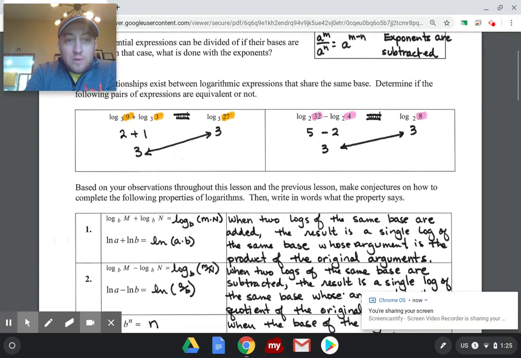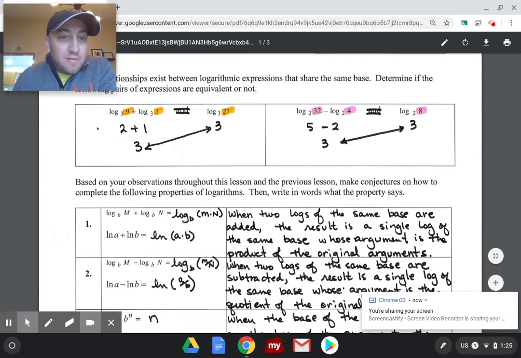If we look here at these two examples, log base 3 of 9 plus log base 3 of 3. If I were to rewrite that, 3 to what power is equal to 9? That would be 2. 3 to what power would be equal to 3? That would be 1. So those two logarithms simplify down to just 2 plus 1, which is equal to 3. And if I look at this one over here, log base 3 of 27 is equal to 3 because 3 to the third power is equal to 27. You notice there those two answers, 3 is equal to 3.